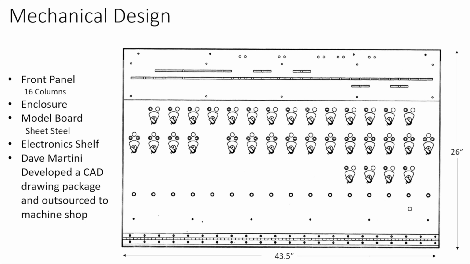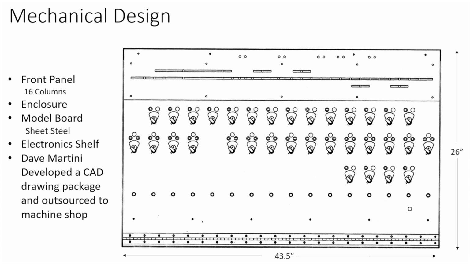As I mentioned, Dave did the mechanical design for the CTC machine. He developed the CAD package, and there are 4 mechanical components to the machine. The first is the enclosure itself. The second is an electronic shelf which sits behind the front panel, and the LCC modules are mounted on it. Then there is the front panel where the levers and the code buttons reside. And then on the top part is a model board. And that was a challenge.